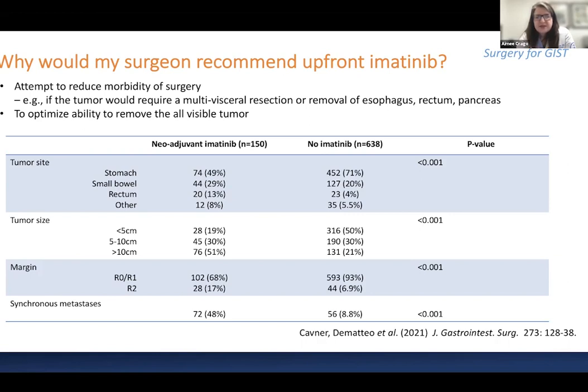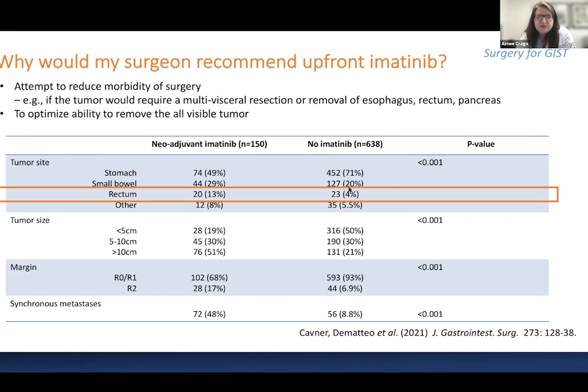And so we don't want to take out the sphincter if we don't have to, because that can affect continence. And so we'll try and give neoadjuvant imatinib for tumors that are in regions like the rectum, because that can help us to preserve organs and function like that. So not only to reduce your risk of complications, but also to improve the long-term complications of the surgery, you may choose to give imatinib up front. So site can affect who gets imatinib.